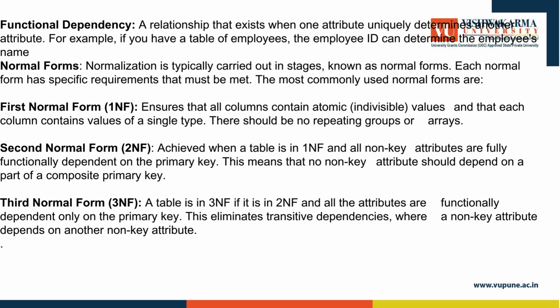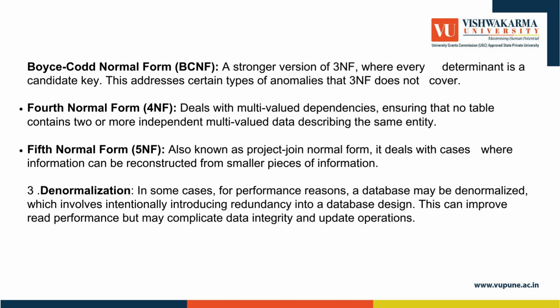Third normal form, 3NF. A table is in 3NF if it is in 2NF and all the attributes are functionally dependent on the primary key. This eliminates transitive dependency, where non-key attributes depend on other non-key attributes. Boyce-Codd normal form, BCNF, a stronger version of 3NF where every determinant is a candidate key. This addresses certain types of anomalies that 3NF does not cover.